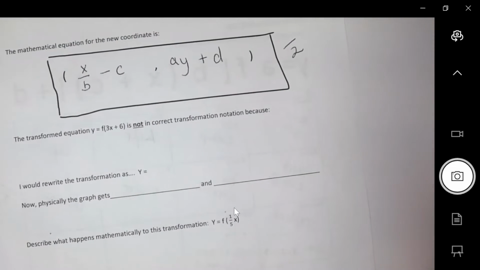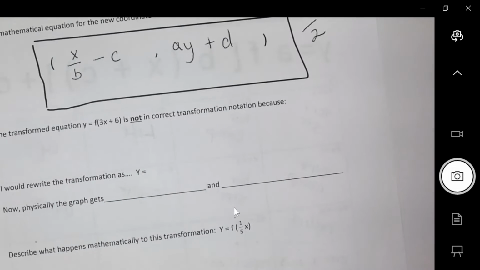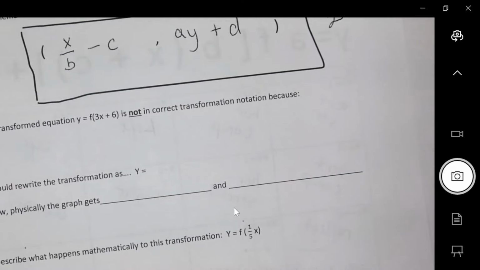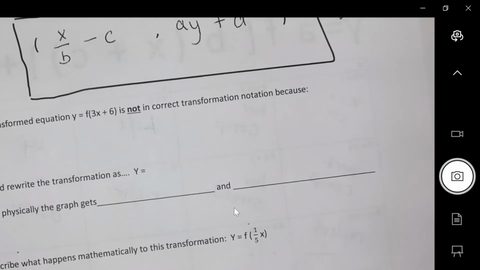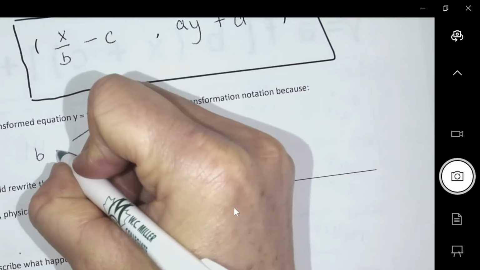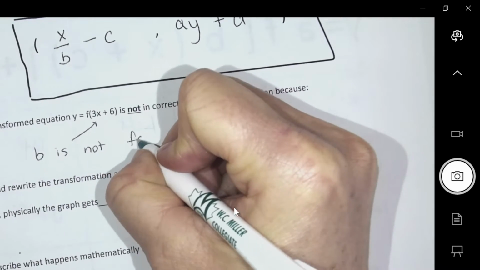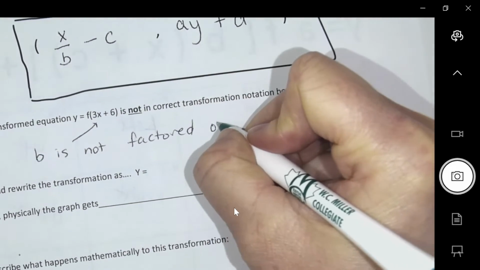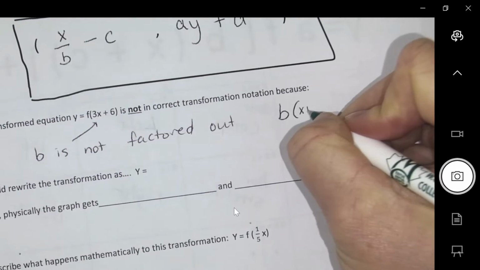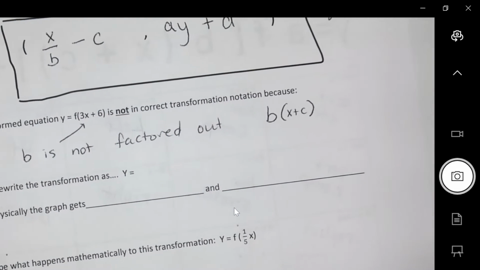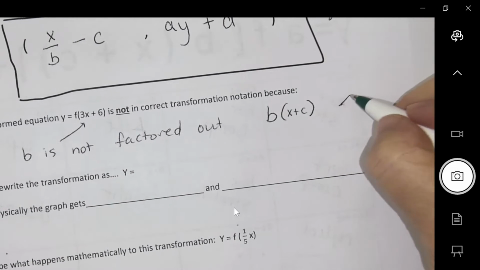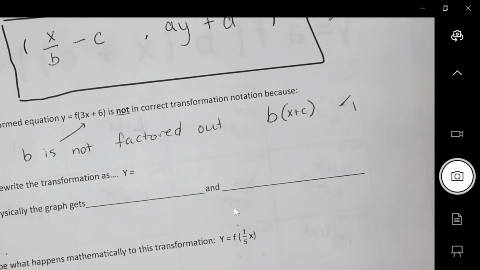Okay, why I told you this was not the correct notation, so I'm not going to be that nice on a test. I'm going to put it on the test, and you're going to have to recognize it. Why is it not in the correct notation? The B is not factored out. It needs to look like that. So give yourself 1 point if you could explain that.